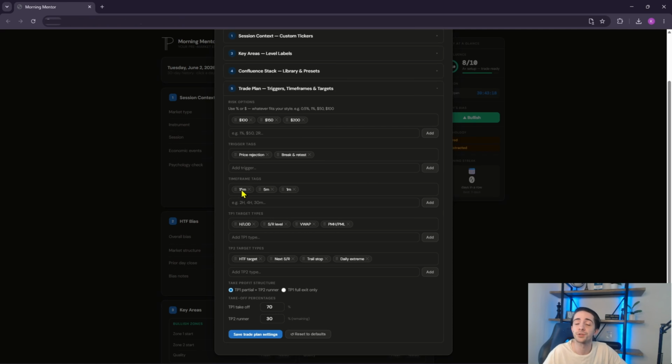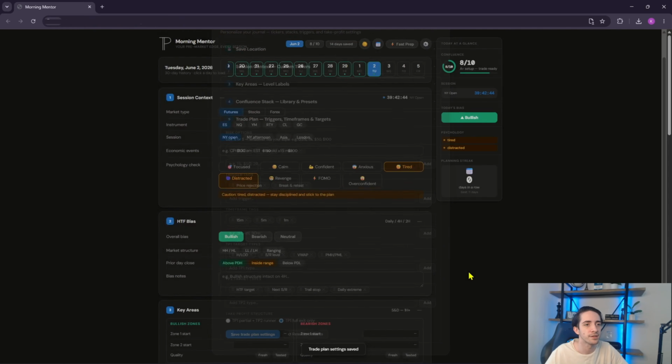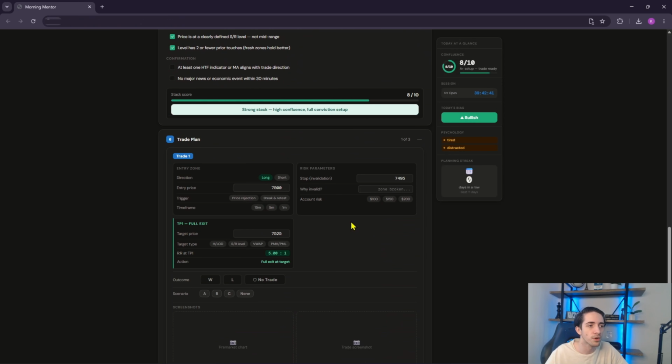Time frame tags. If you're a swing trader, you could adjust it higher. If you're a super scalper and you're on a 30-second, you could even adjust it lower. And just like the other categories, you're able to move things over so that it fits you personally. Take profit 1 target type, you could change these out. Take profit 2 target type, and you could also change the percentage. Let's say take profit 1, you want to take just 50% off. You could change that. Let's say you don't want to have a runner, you want just 1 take profit. You're going to click TP1 full exit only, save trade plan, come back. And would you look at that? There's no longer a take profit 2, just take profit 1 with your full exit.